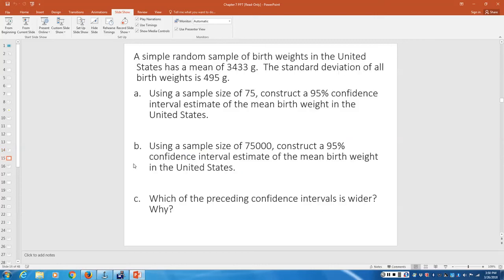So now we're going to do some examples. A simple random sample of birth weights in the United States has a mean of 3,433 grams. The standard deviation of all the birth weights, that's the population standard deviation, is 495 grams. We're going to use a sample size of 75. And we're going to construct what's called a 95% confidence interval estimate of the mean birth weight in the United States.